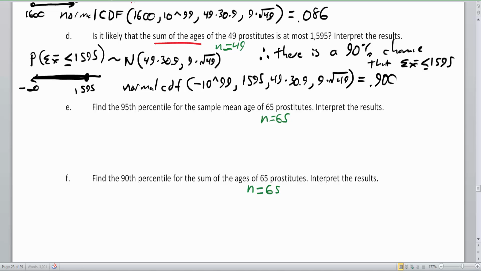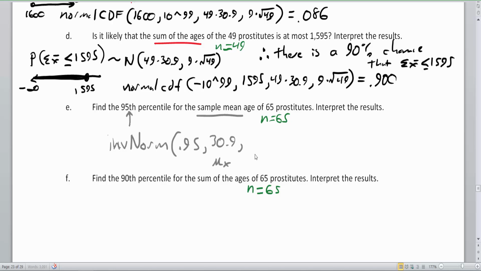Okay, so for this problem, notice they're asking for the sample mean, not the sum, the sample mean. So the sample mean with the sample size bigger than 1 means that we need to use the central limit theorem. So when you do your inverse norm, what we're trying to do is find the number that would give us the percentile. We want to type in the 0.95 here. We would put in our average of our group X, which is the same thing as our average, so 30.9.